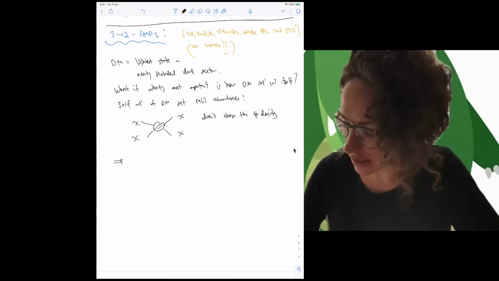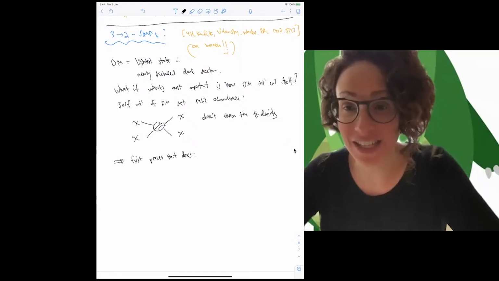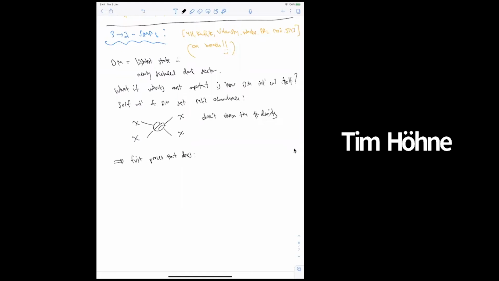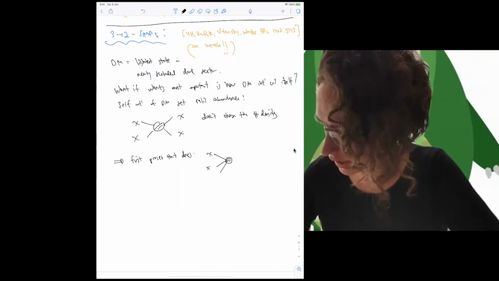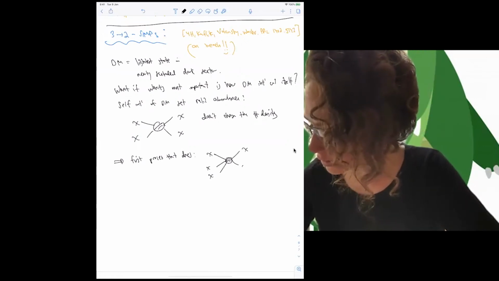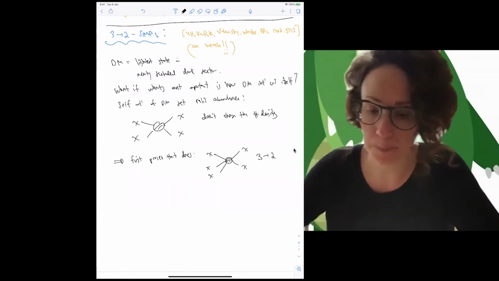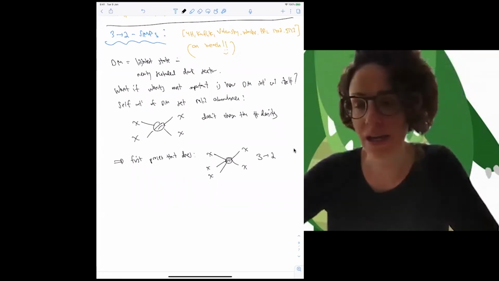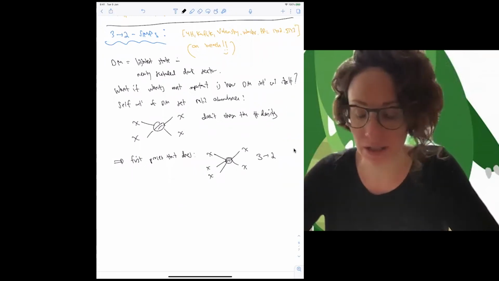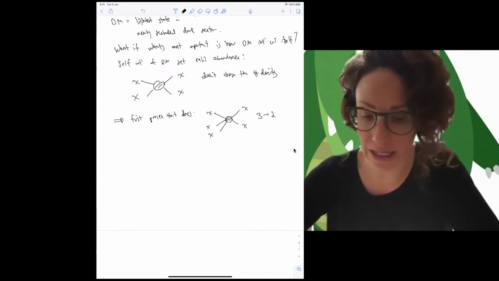And the first process that does, anybody want to guess what it is? I've already written out the answer. It's 3 to 2 self-annihilations. Okay, so I'm going to have 3 chi's that meet each other, interact in some way, and shoot out 2 chi's. So these are going to be 3 to 2 self-annihilations of dark matter. Okay, this is the first process I could write down that will give me, within self-interactions of dark matter, a change in the number density of dark matter. So we're going to be able to derive a freeze-out mechanism from this.